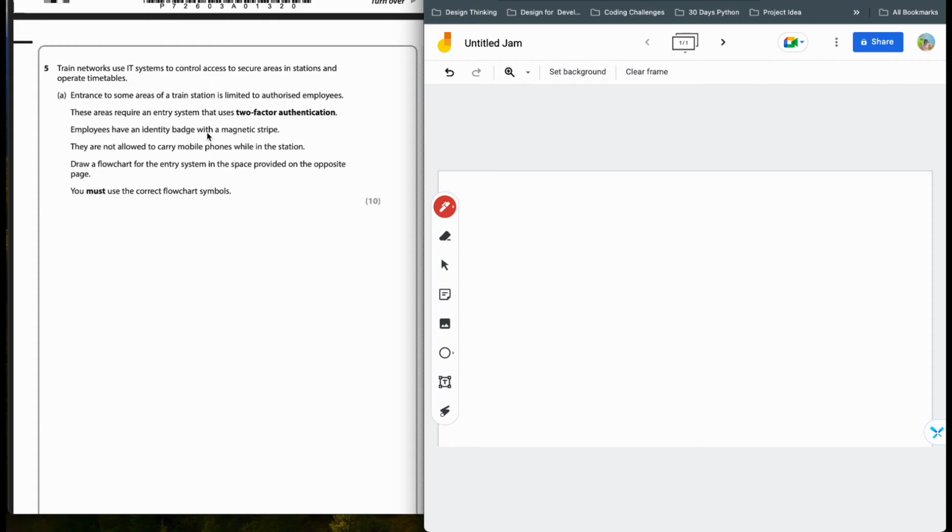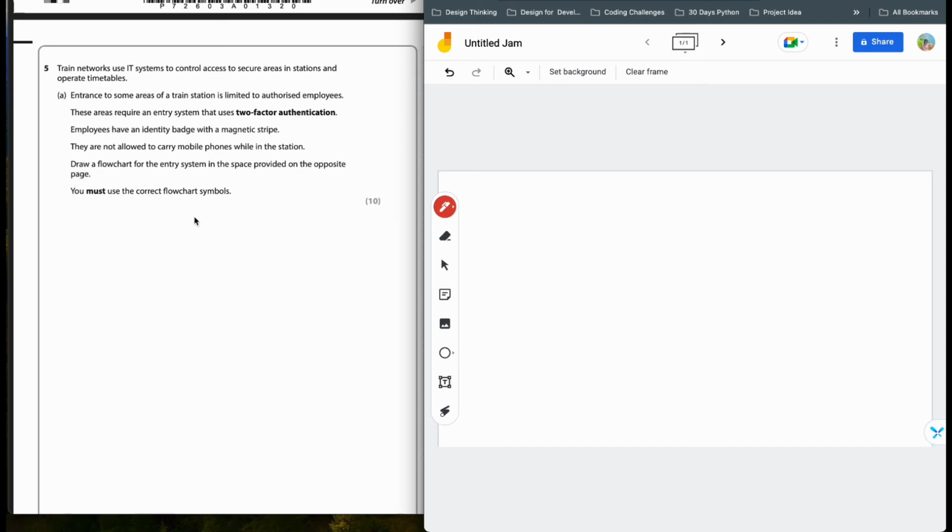Employees have identity badges with a magnetic stripe. They are not allowed to carry mobile phones while in the station. That means they can't carry their mobile phone. They have a magnetic stripe so that when they swipe it on the card reader, they get permission to access. But due to two-factor authentication, they have to type the password again, or maybe they can scan their thumb, right? Then draw a flowchart for the entry system in the space provided on the opposite page.